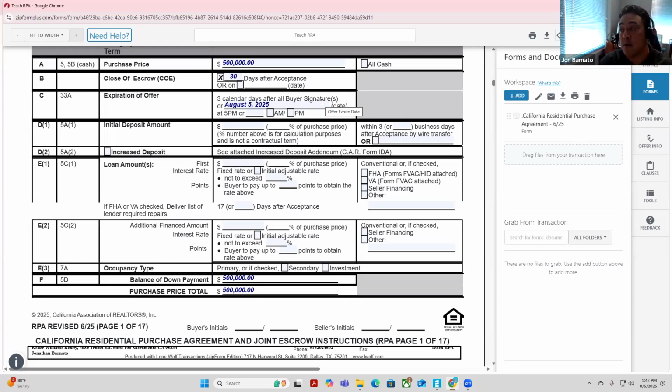Ask for 3 days. If they're trying to press you at a low amount and you're right at the beginning of the listing, just push them back. So just be aware of that.